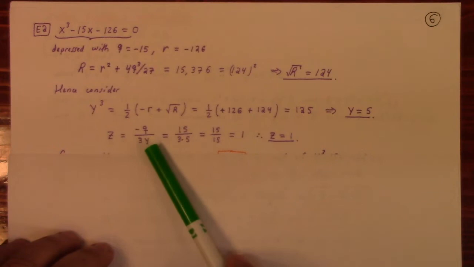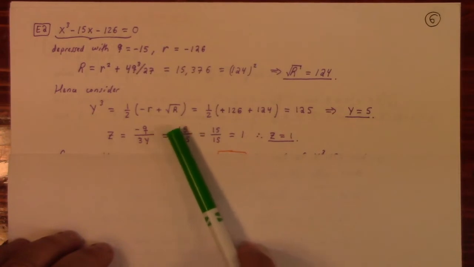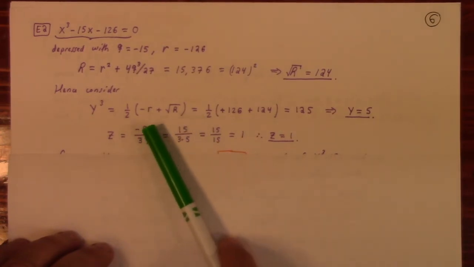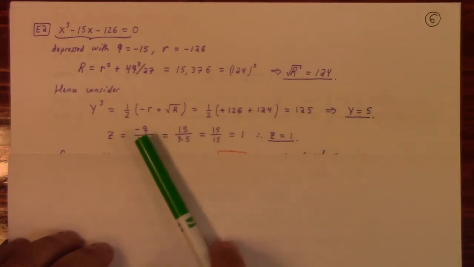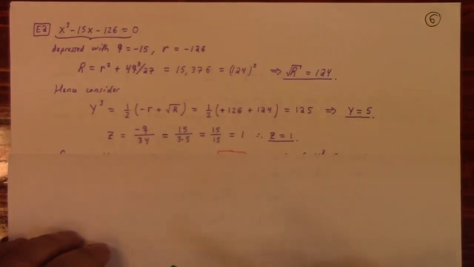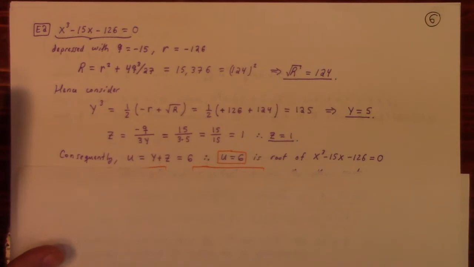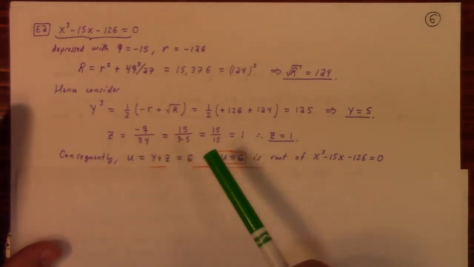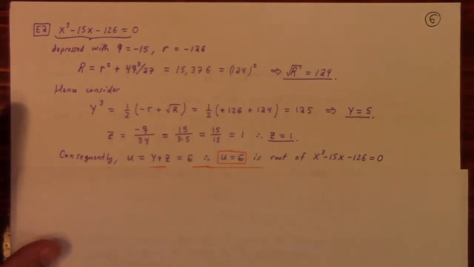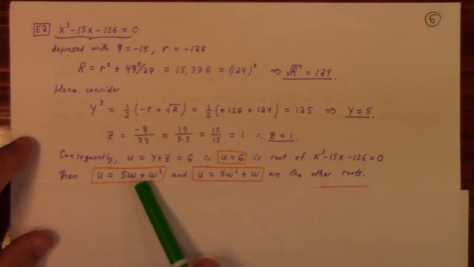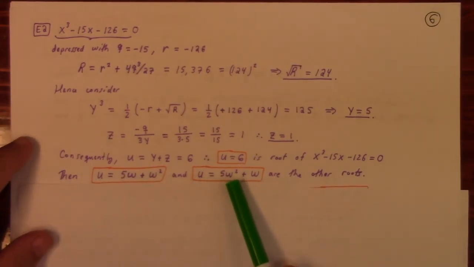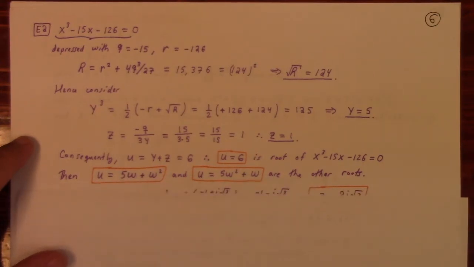z is equal to minus q over 3y, and so in this case that's minus minus 15 is 15 over 3 times 5, and y we figured out was 5. So z works out to 1, z is equal to 1, hence y plus z is 6. u equals 6 is a root of that, all right? And the other roots are 5 omega plus omega squared and 5 omega squared plus omega. Those are the other roots.